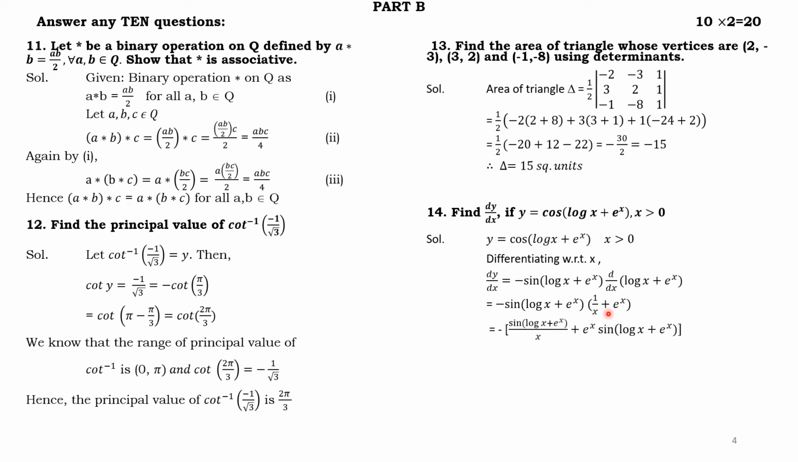So simplifying, we get, minus sign you take outside. That is equal to minus sine of log x plus e to the power of x, into e to the power of x by x plus e to the power of x.